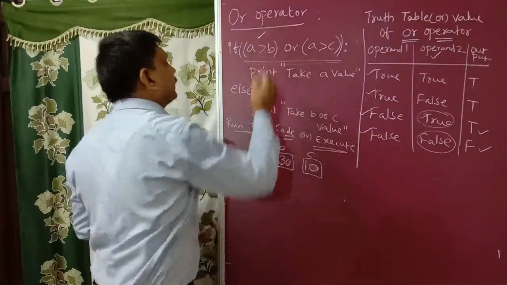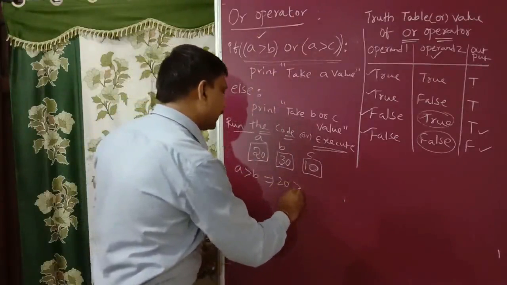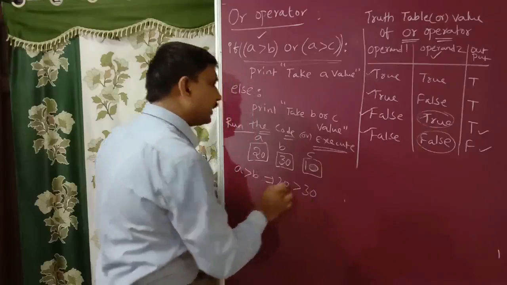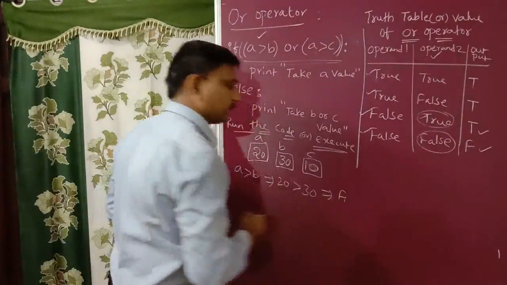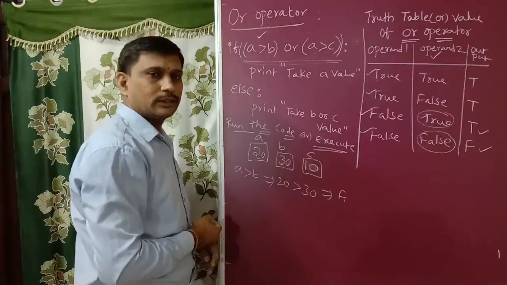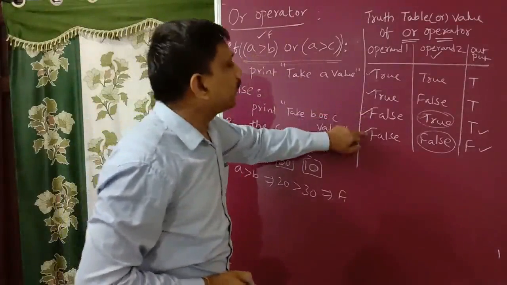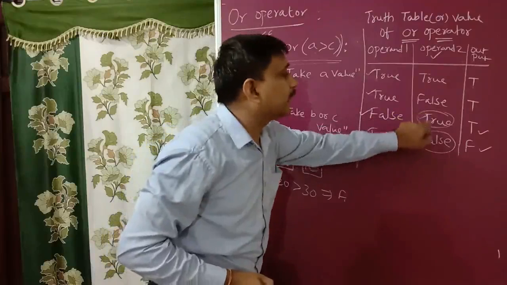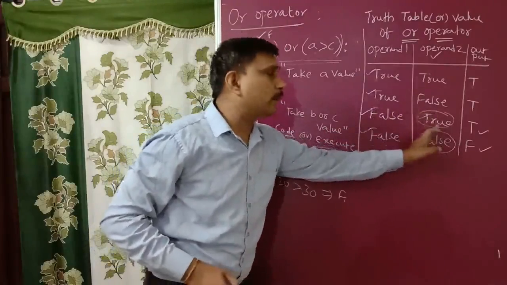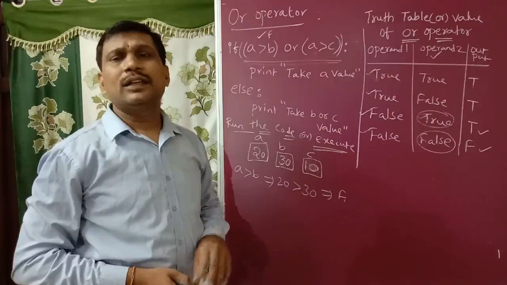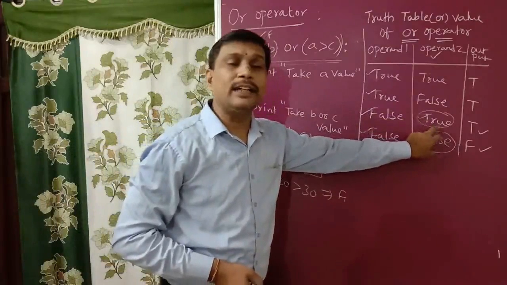First we compare whether A is greater than B or not. A means 20, B means 30. So 20 is always less than 30. That's why it returns false. So if the first operand returns false, then we check the second operand. Operand 1 and operand 2 are input values. If the first input value evaluates to false, then we check the second input value.